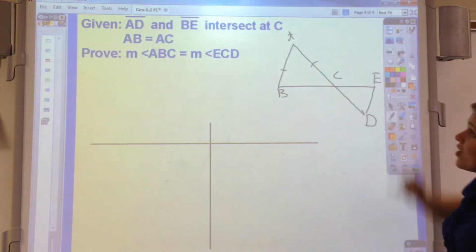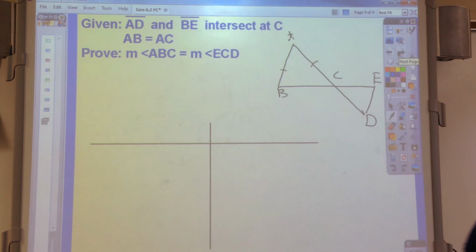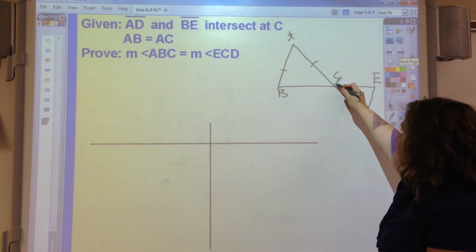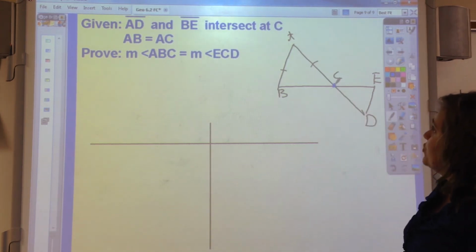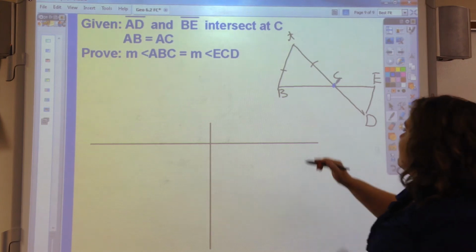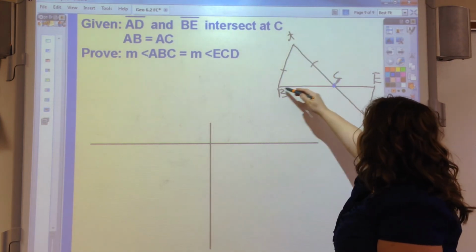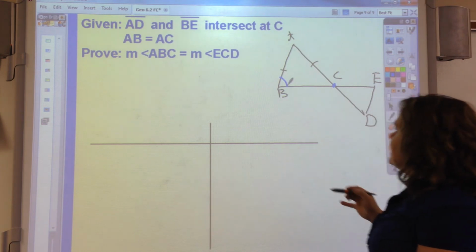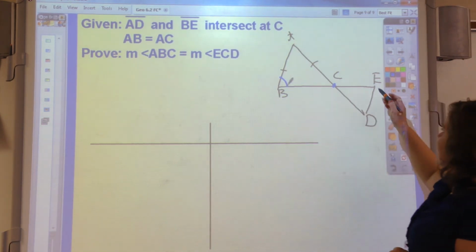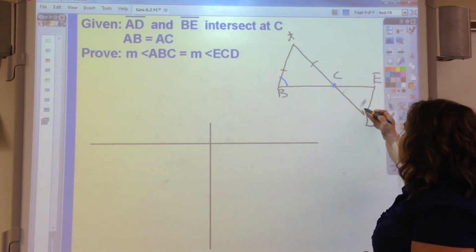All right, for tomorrow, I would like you to attempt this little proof right here. You're given AD and BC intersect at point C. You want to prove that the measure of angle ABC is equal to the measure of angle ECD.